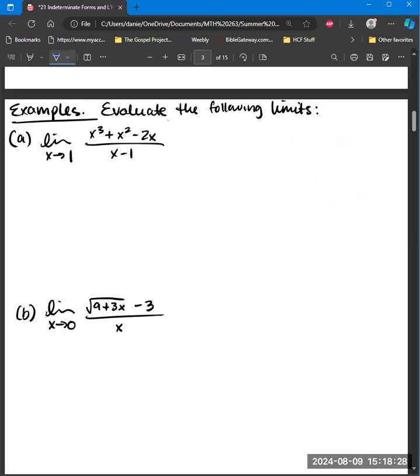All right, looking at this example, we want to evaluate the limits. First, let's try direct substitution. 1 cubed plus 1 squared minus 2 times 1 over 1 minus 1 is going to be 0 over 0, which is an indeterminate form. So we're going to use L'Hopital's rule.